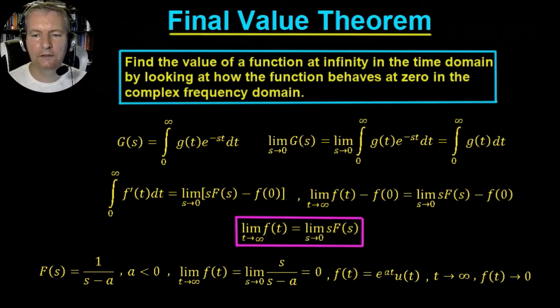So we can see here then that we've found a method of finding the value of a function of time when t tends towards infinity by looking at the value of the function in the complex frequency domain as the value of s tends towards 0. So that's the idea of the final value theorem.